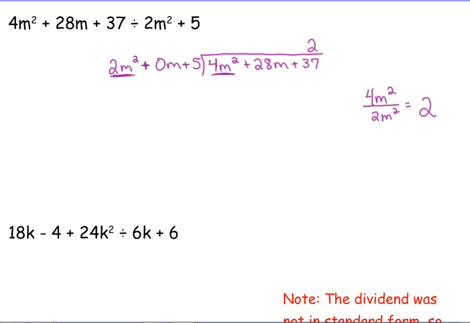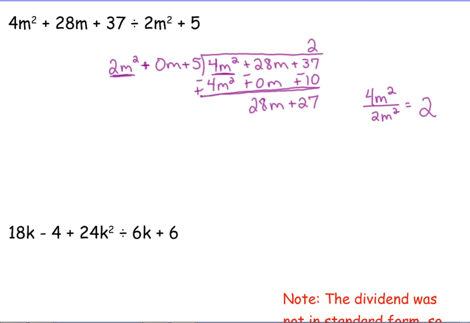Multiply the 2 by the whole divisor. So 2 times 2m squared is 4m squared. 2 times 0m is 0m. 2 times 5 is 10. Change your signs. I know 0 doesn't have a negative. Just roll with it. So 4m squared plus negative 4m squared cancels. 28m plus 0m is 28m. 37 plus negative 10 is 27.